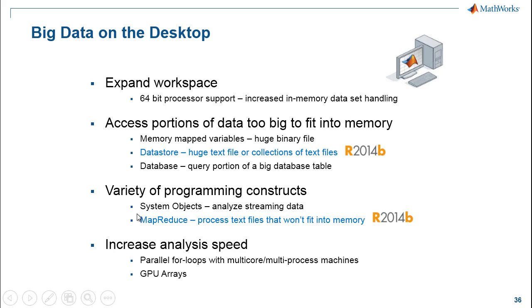One that we didn't have much time to talk about today is what's called system objects. These are available from different MATLAB toolboxes like DSP, computer vision, and communications, and they have the reading, the analysis, and the output already built into them for this type of streaming chunking processing. We also looked at the MapReduce programming technique, which we could run just on our desktop. We could also use different techniques for increasing our analysis speed, so using parallel for loops with our multi-core or multi-process machines, or also incorporating GPUs, which is another topic we did not have time to dive into today.